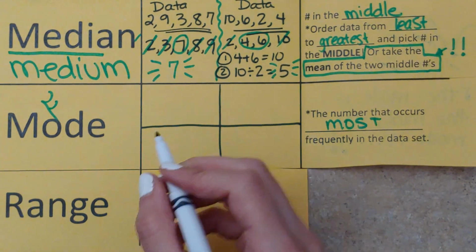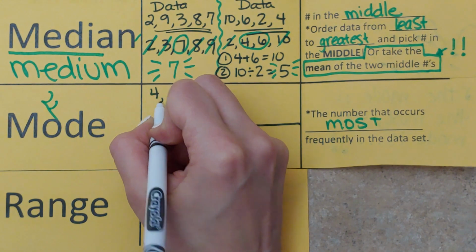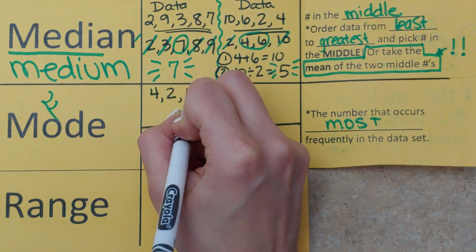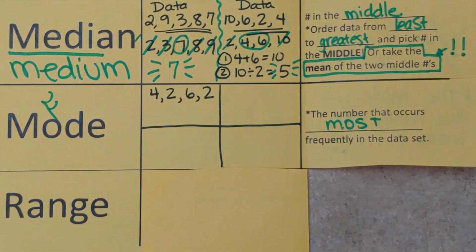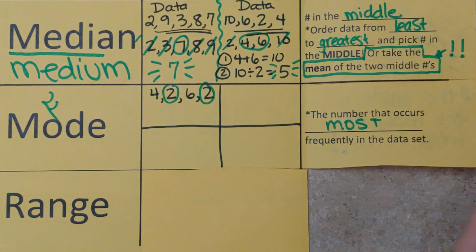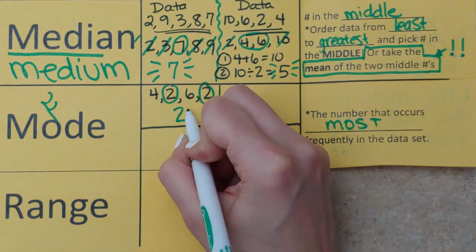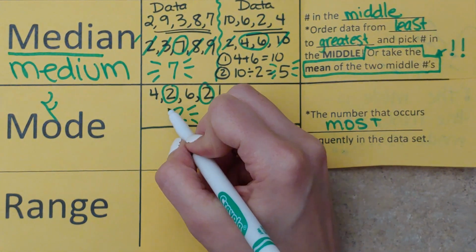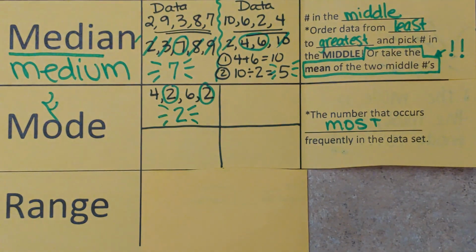Our first one, our data is going to be 4, 2, 6, and 2. All we're going to do is circle the numbers that appear the most often. That looks like 2. 2 appears twice. That's more often than the others. All right, so 2 would be our mode.